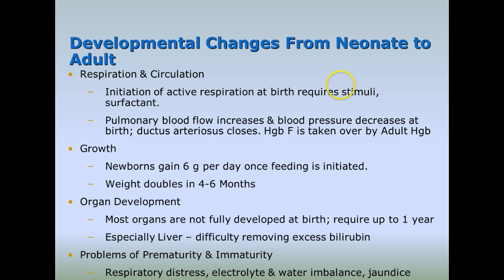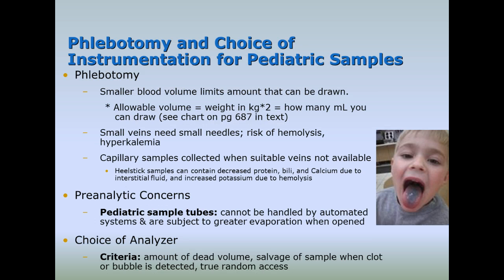Sometimes there's problems with maturity and immaturity. We can see respiratory distress, we can see electrolyte and water imbalance, and sometimes jaundice there as well. Here's my son Justin with a blue tongue. Phlebotomy is sometimes tricky with pediatric patients.